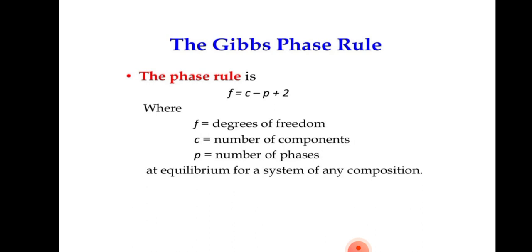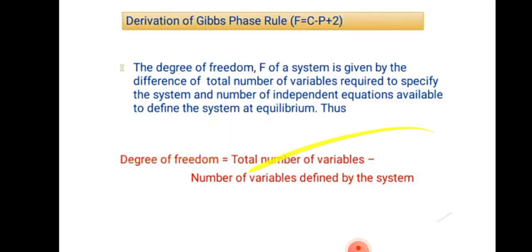Now the Gibbs phase rule. What is the formula of phase rule? That is F is equal to C minus P plus 2, where F represents the degree of freedom, C is the number of components, and P represents the number of phases at equilibrium for a system of any composition.